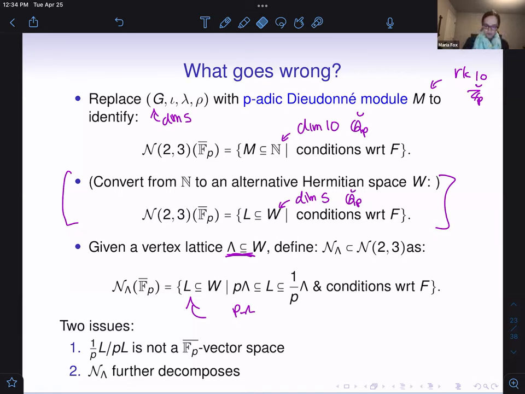inside 1 over p lambda modulo p lambda, which is not a vector space. We just have p squared to be 0 here, not p to be 0. And even worse, we don't just get one type of lattice L. They fundamentally come in 2 flavors. So there's 2 problems with our previous approach.